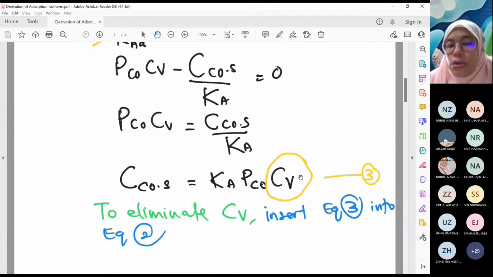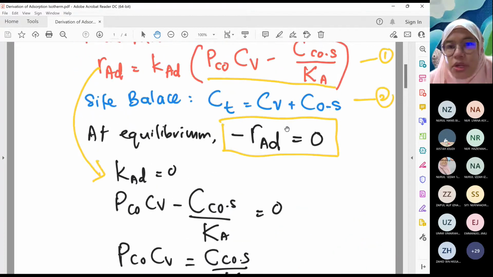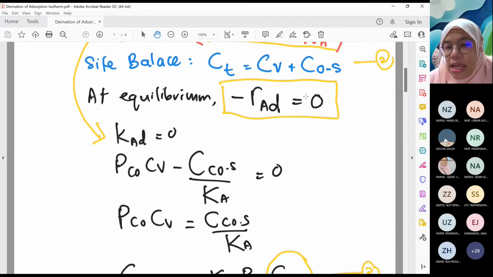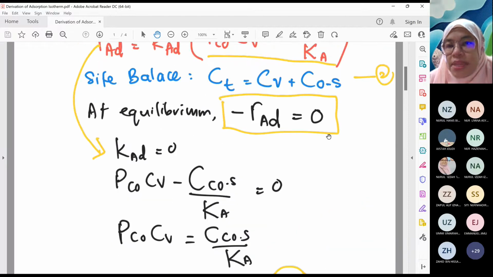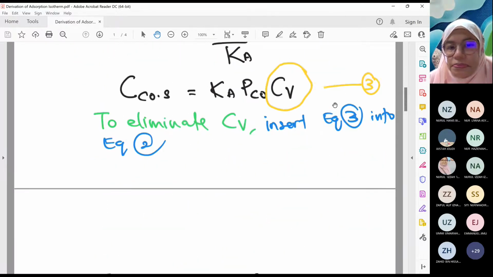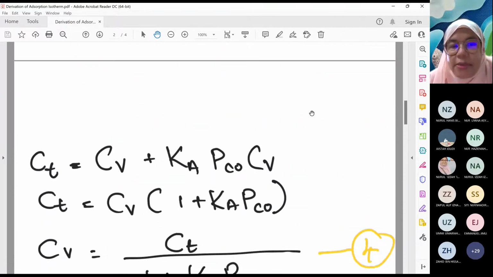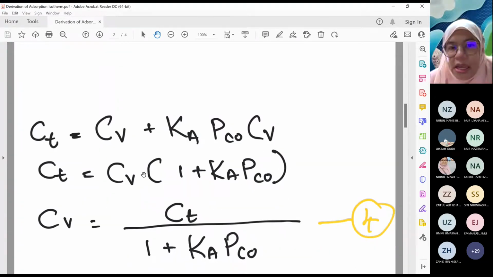Next, you want to eliminate this term. To eliminate CV, insert equation 3 into 2. Equation 2 yang ni, site balance. Kena masukkan balik dalam site balance. Then what happened to the site balance? CT equal to CV plus KA PCO CV. And then simplify kan, sebab ada CV here and here.